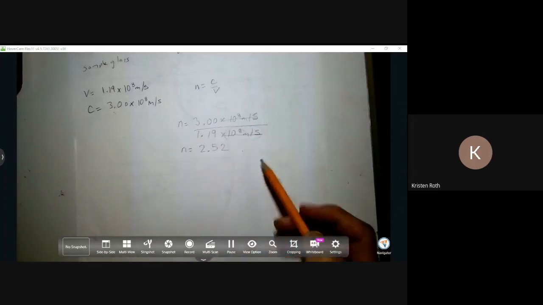I can't tell you how many kids will throw units on it. Do not. Index of refraction does not have units, and the number should fall in between a 1 and a 3. Okay, so if it falls in between a 1 and a 3, then you've done it. You should have done it pretty much right. And we don't throw any units on it.